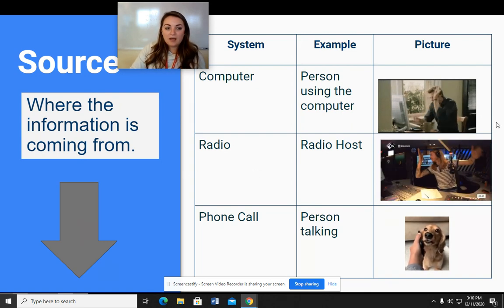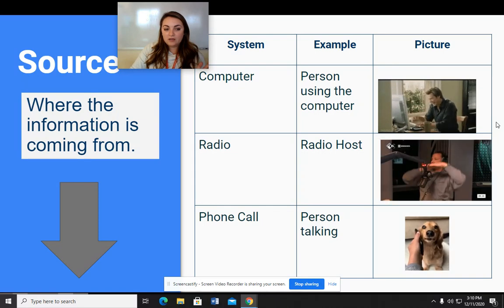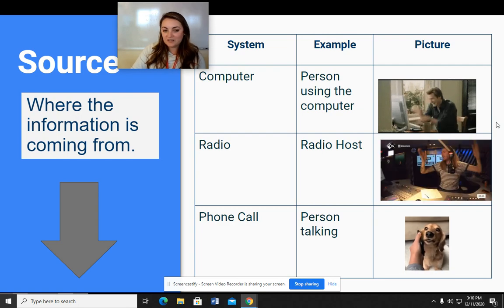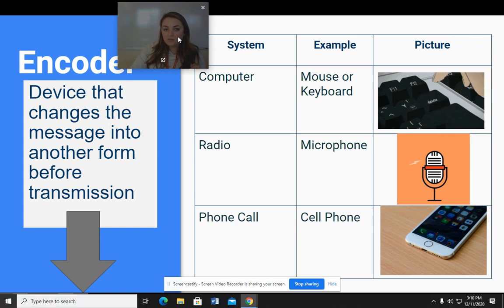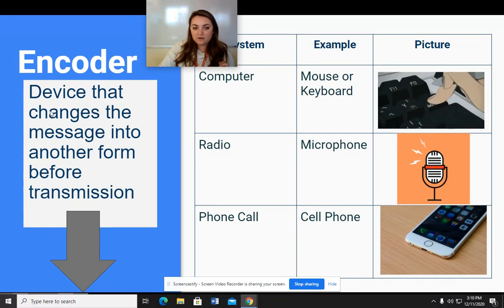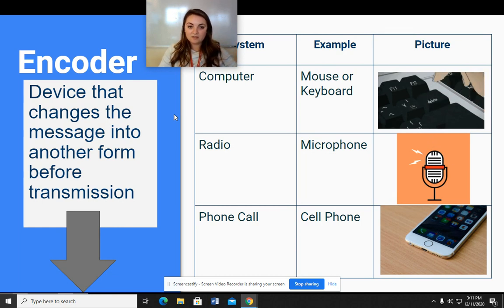All right. After the information is known, or whatever you are trying to send, after the source, we have the encoder. So the encoder, here's your definition right here. The encoder is the device that changes the message into another form before transmission. So it's the device that's going to take that message from the source and change it into another form before it transmits somewhere, okay, or moves somewhere.